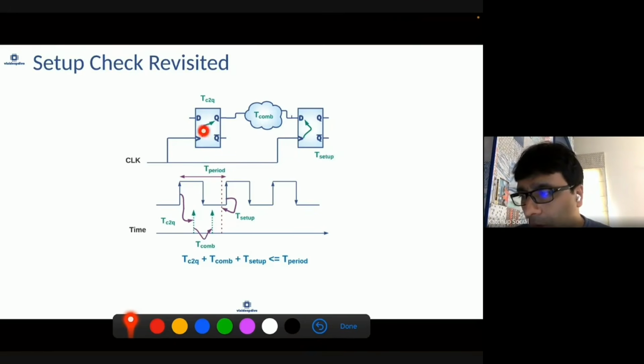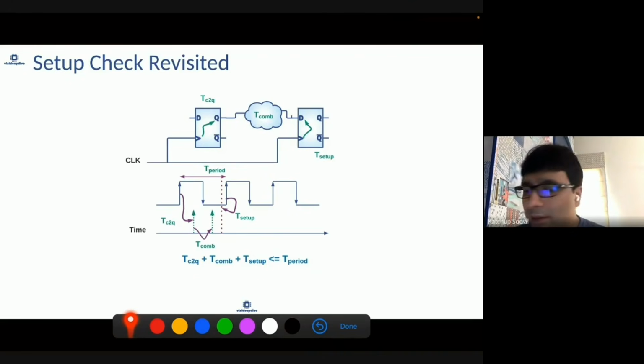There is clock to Q delay when data is launched. This is a sequential arc. There is a clock to Q delay, or propagation delay. Then there is a delay on the combinational logic. And then there is the flop setup requirement, that data should arrive at least this much time before the clock edge.